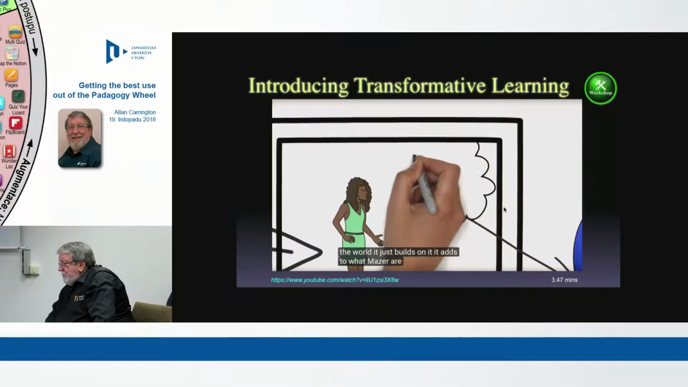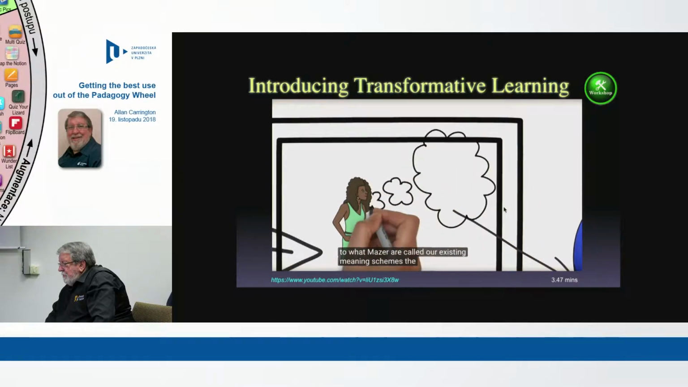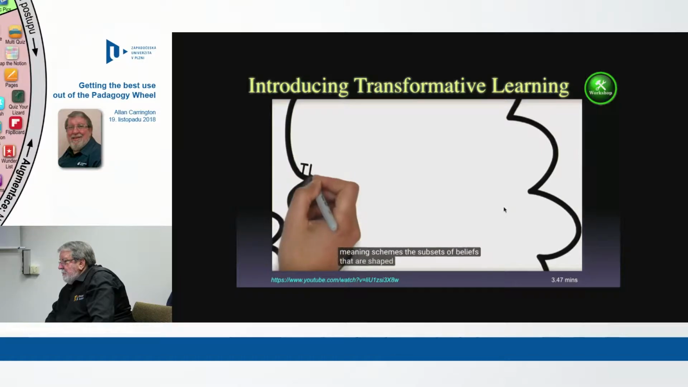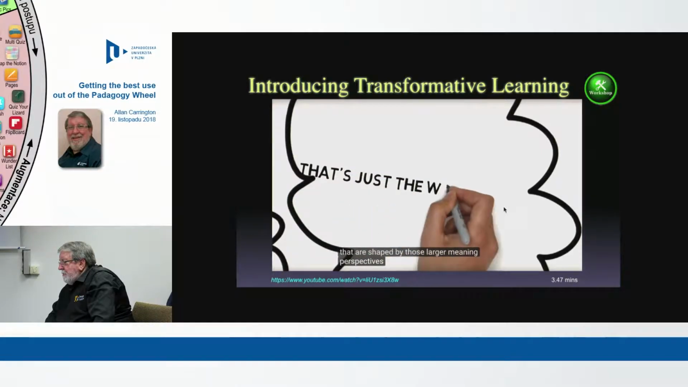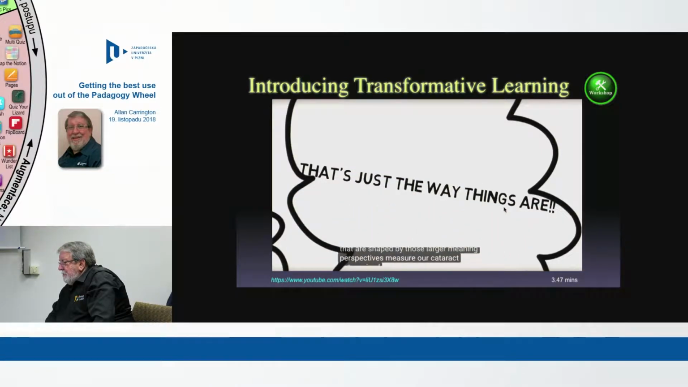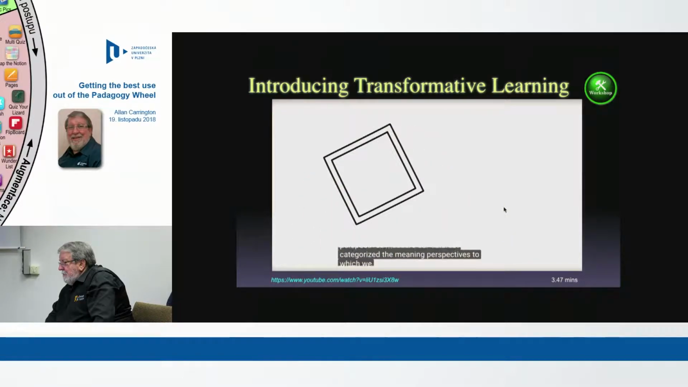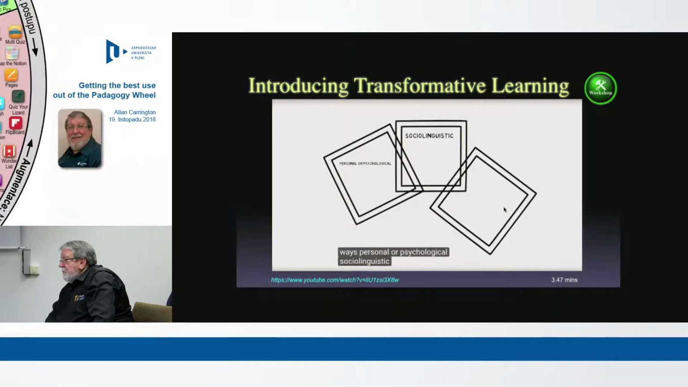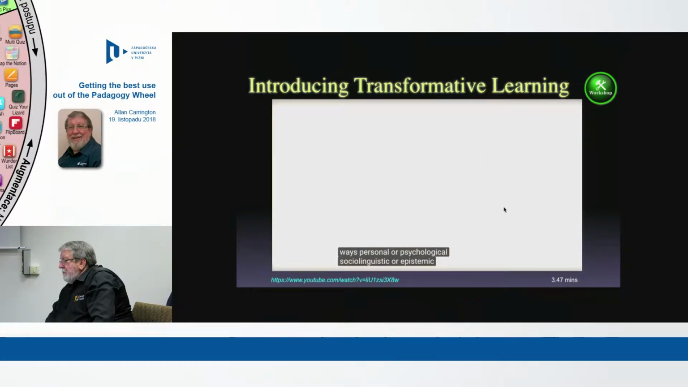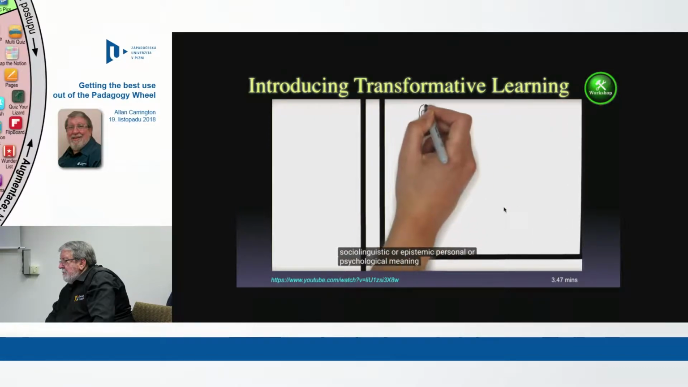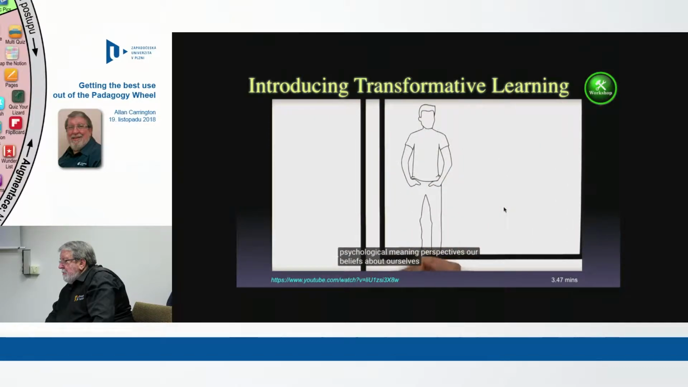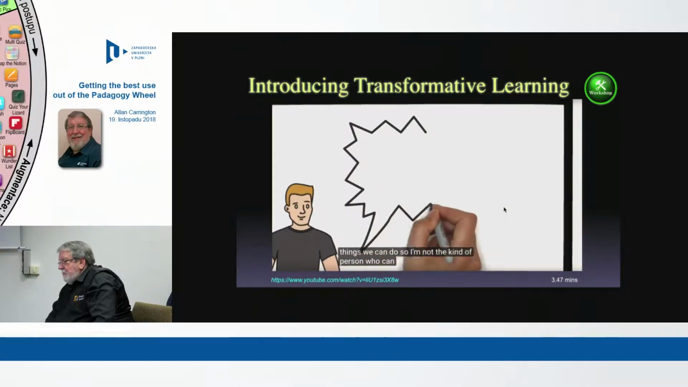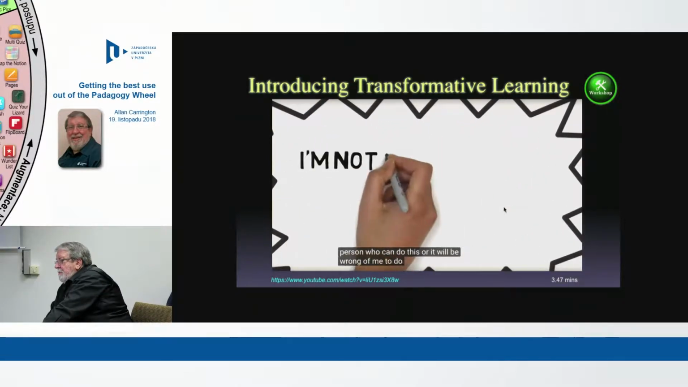It adds to what Mezirow called our existing meaning schemes, the subsets of beliefs that are shaped by those larger meaning perspectives. Mezirow categorised the meaning perspectives through which we filter new learning in 3 ways: personal or psychological, sociolinguistic or epistemic. Personal or psychological meaning perspectives are beliefs about ourselves and the kind of things we can do. So, I'm not the kind of person who can do this, or it would be wrong of me to do that.